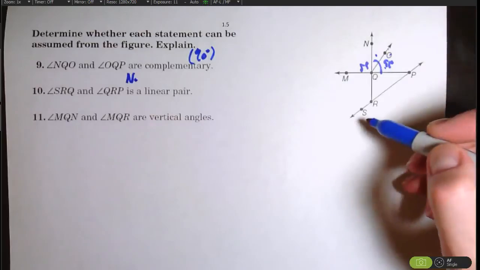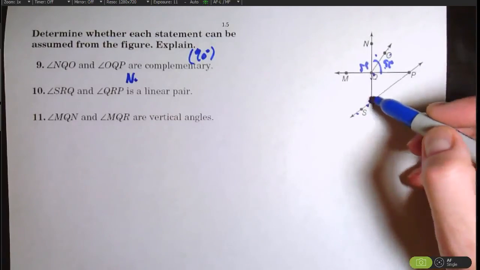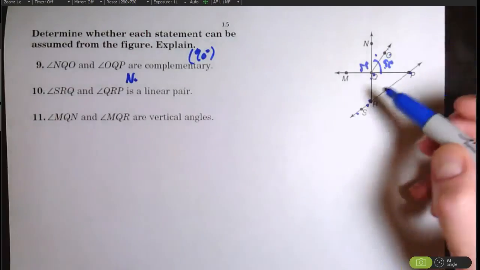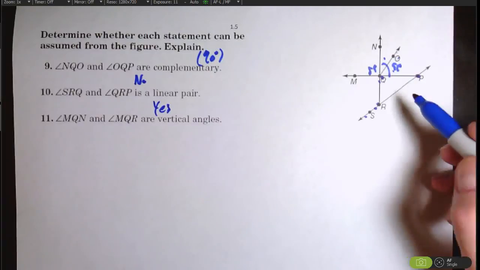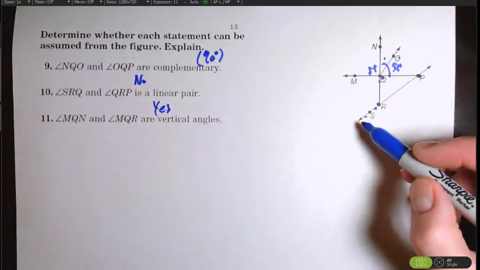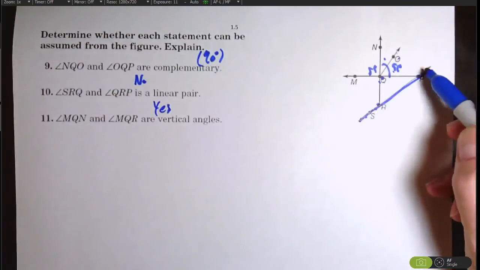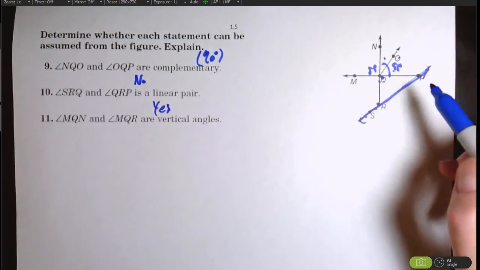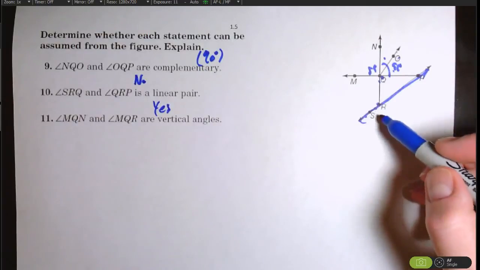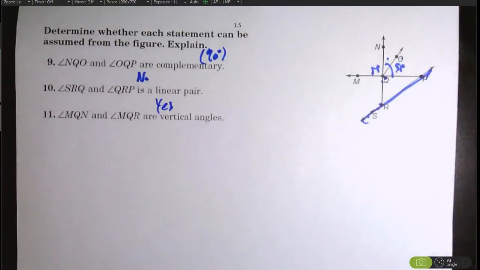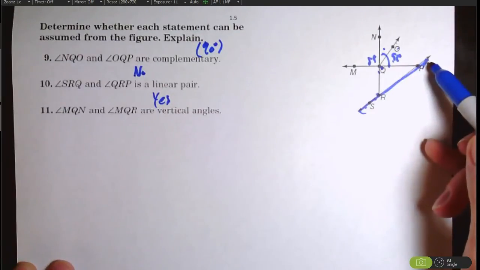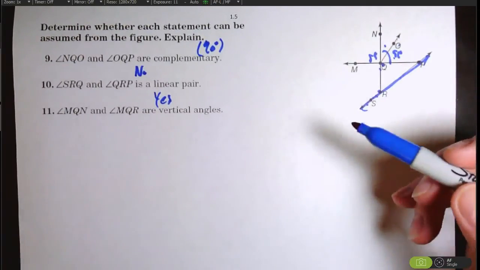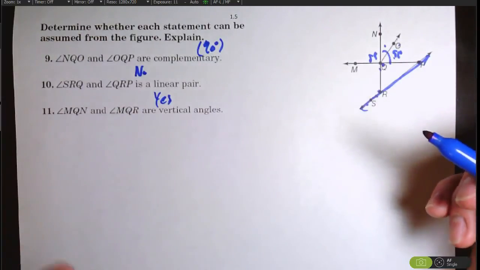Number 10, SRQ and QRP. That's a linear pair. Do we know that? We can assume yes. And the reason is this. They share a common ray. And here's the key to this. This is safe to assume it's a line. And the reason that's true is the way it's drawn. If they're just kind of weird opposite rays, they got to give you more. Non-opposite rays, they got to give you a little bit more in the drawing. So since it's a pretty straight line, yes, we could say SP is a line and QR is a ray that goes off of it, so it has to be a linear pair.